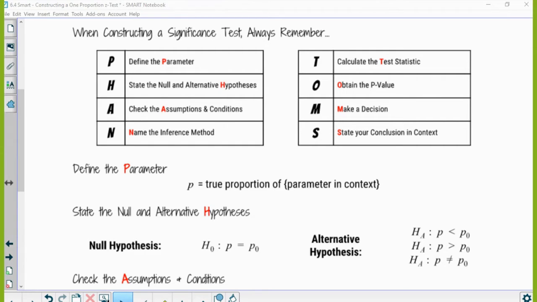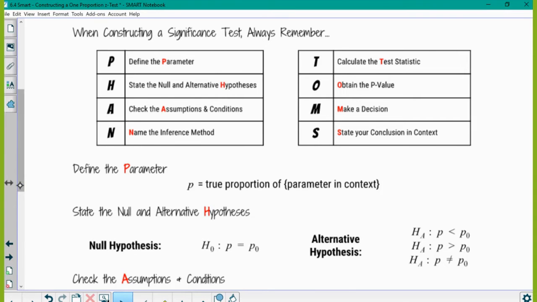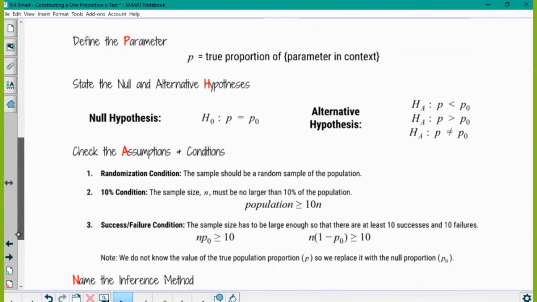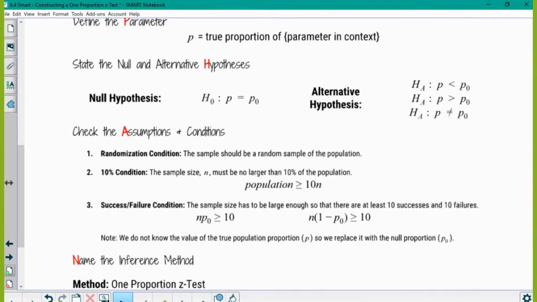I know this seems like a lot, but all of these pieces are very, very tiny. And they all are things you've most likely seen. Well, I can say you've done most of this just separately. Now we're putting it all together. So for define the parameter, we are going to do it just like we did for confidence intervals. It's going to be p is equal to the true proportion of whatever the context of your question is.